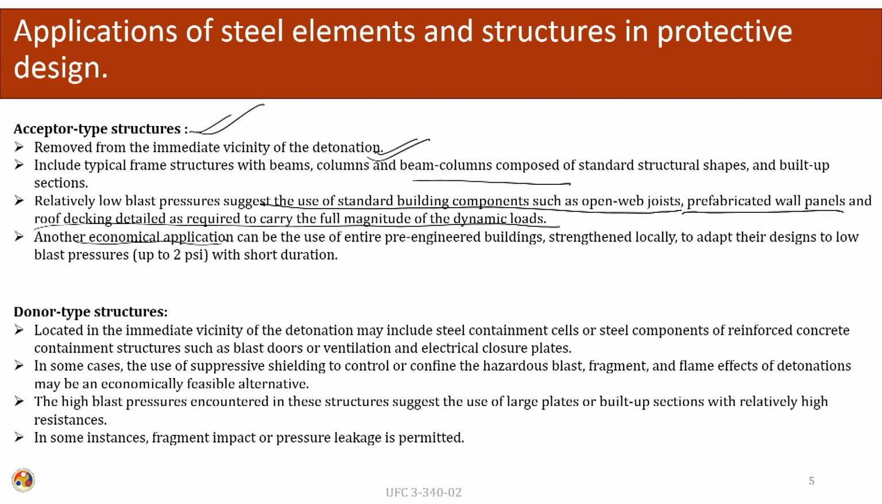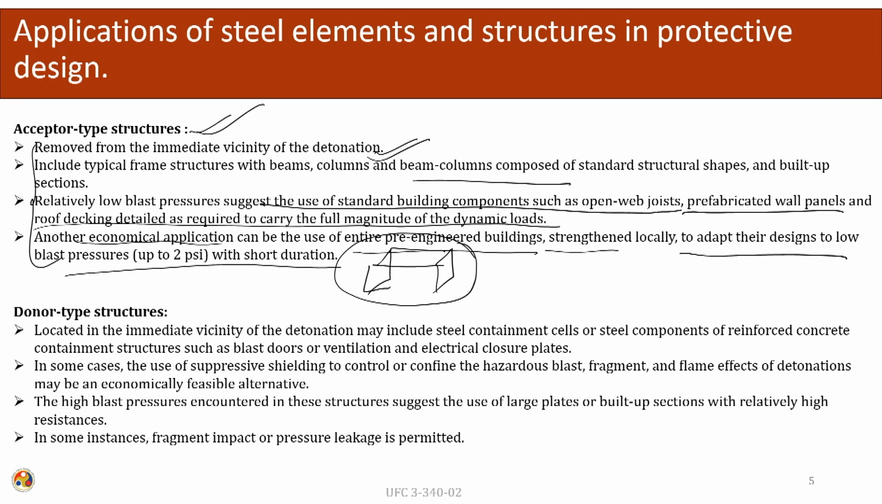Another application of the acceptor type of structure can be the use of entire pre-engineered buildings, strengthened locally to adapt this design to low blast pressure. So, they are typically used for a low blast scenario. For example, certain types of hangar structures, where the structural element itself can only withstand low intensity blast pressure, but then it is reinforced from outside, using soil conditions or pre-hardened structural elements such that the entire system can take more loading.